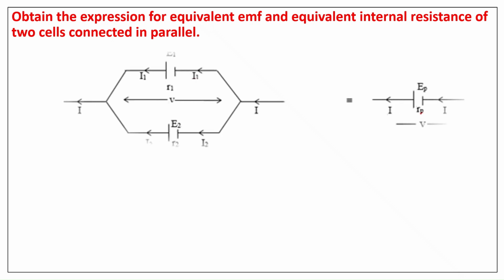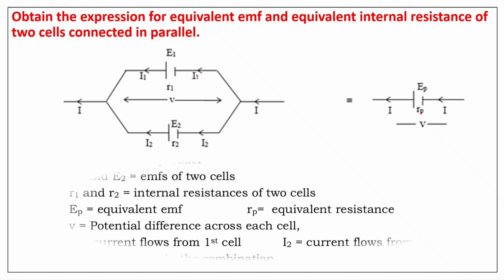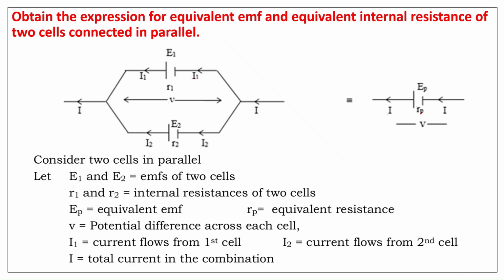Next, obtain the expression for equivalent EMF and equivalent internal resistance of two cells connected in parallel. Consider two cells in parallel. Let E1 and E2 be EMFs of two cells. R1 and R2 are internal resistances of two cells. EP is equal to equivalent EMF. RP is equal to equivalent resistance.